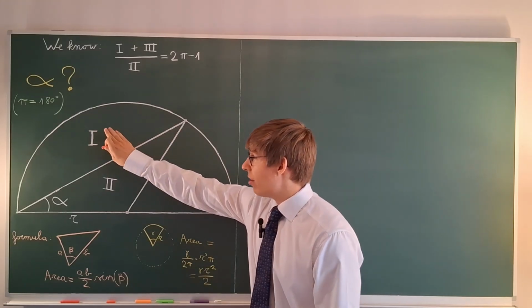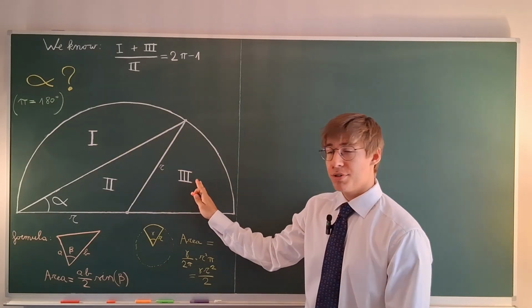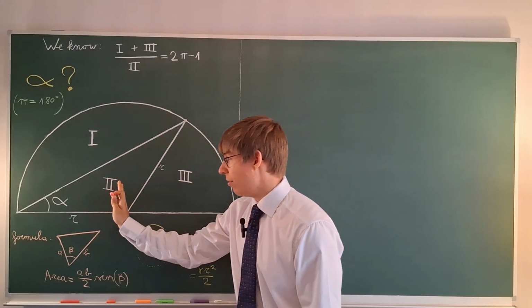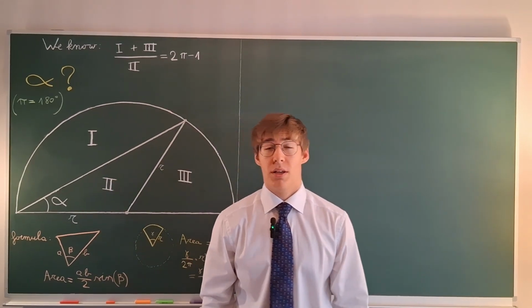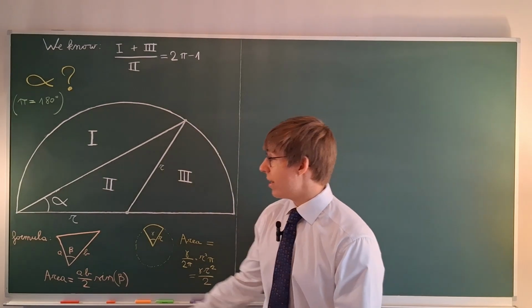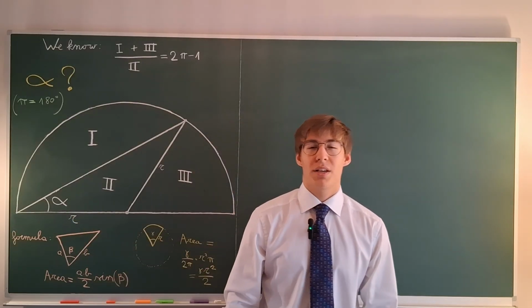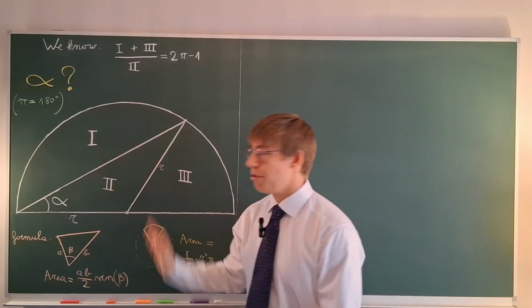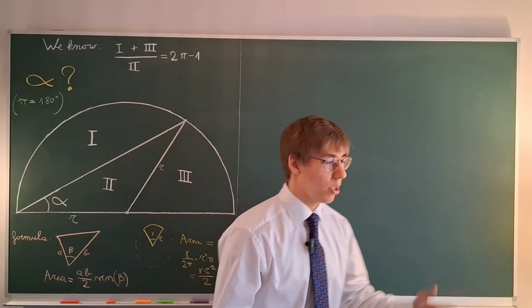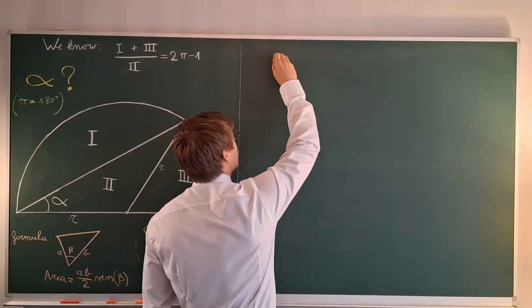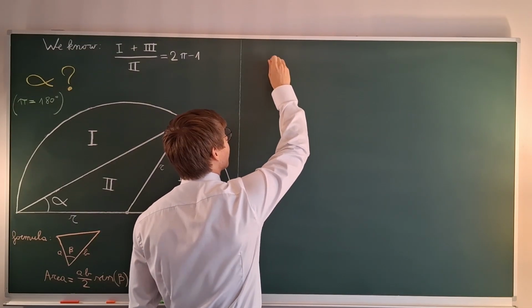We know that the area of this region plus the area of this region divided by the area of this region is equal to 2 pi minus 1. So our goal is to find the value of alpha. So let's first express these three areas as a function of alpha. I think the second region is the easiest.